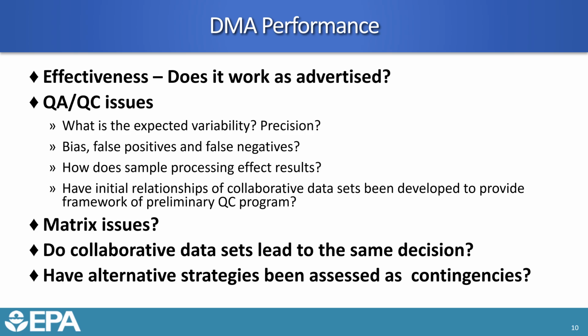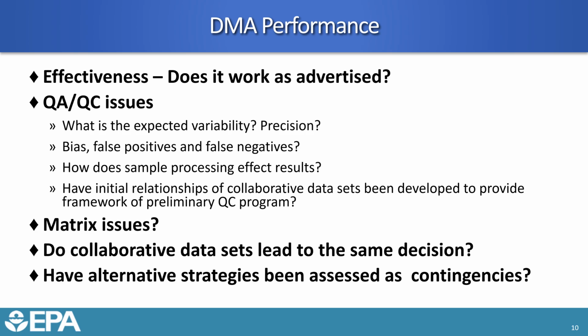Did we meet the false positives and false negatives associated with the quality control that was defined under the quality control program? How does the sample processing affect the results? And have the initial relationships of the collaborative data sets been developed to provide the framework for the preliminary quality control program? Another thing to consider is the matrix issues.